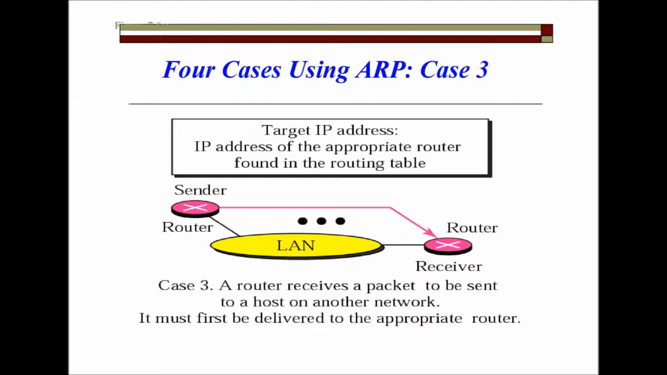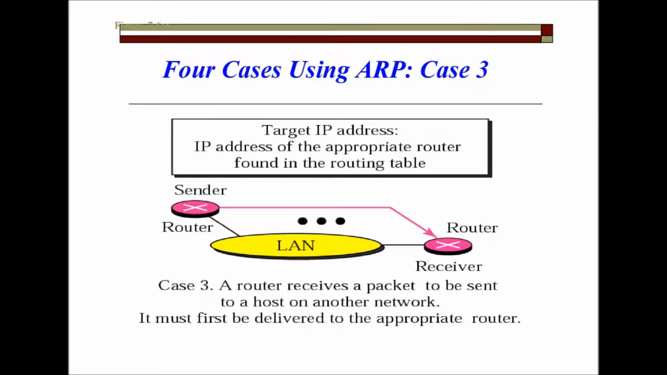This is a case 3 diagram. You can see the target IP address of the appropriate router found in the routing table. You can see the sender, which is a router, and the receiver, which is again a router. So in case 3, a router receives a packet to be sent to a host on another network. It must first be delivered to the appropriate router.